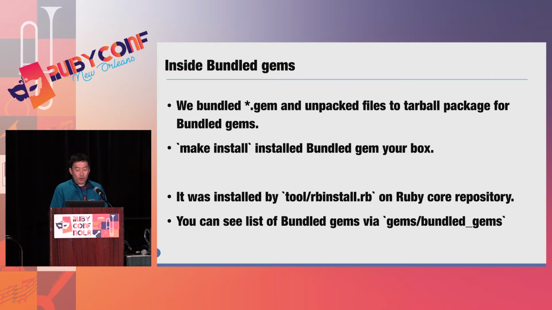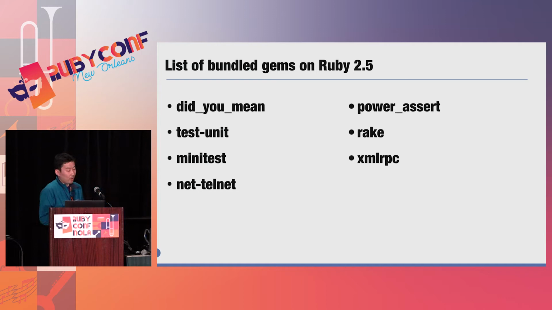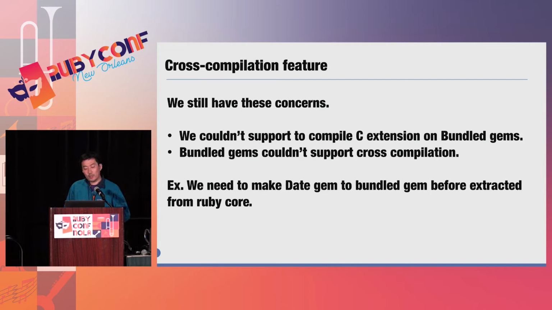You can install bundled gems. It's different from default gems. You can see the list of bundled gems in the gems/bundled_gems file in the Ruby repository. This is the latest list of bundled gems in Ruby 2.5. You can use these gems when installing Ruby 2.5. These gems are installed at the same time as when you install a new version of Ruby. There are test-unit, minitest, rake, drb and other gems. A bundled gem is a better solution for library distribution without a network installation of RubyGems.